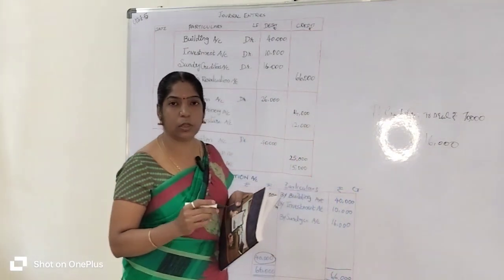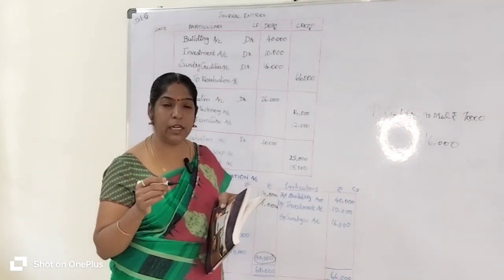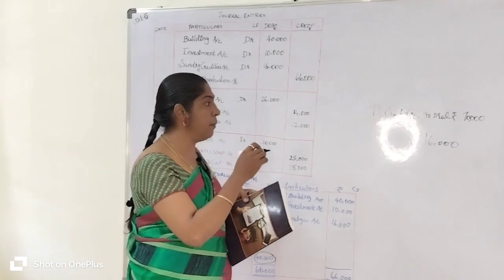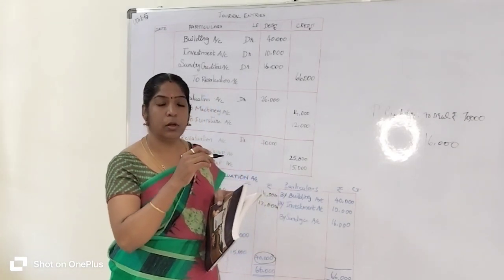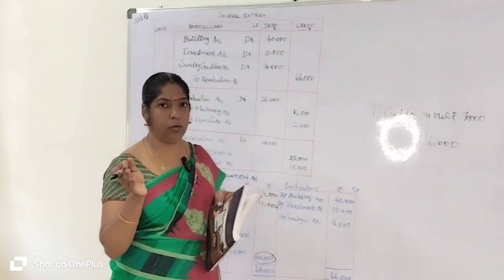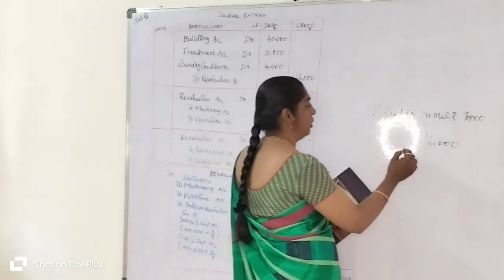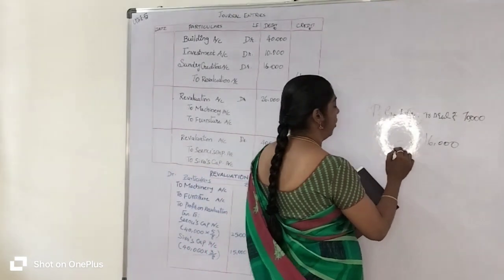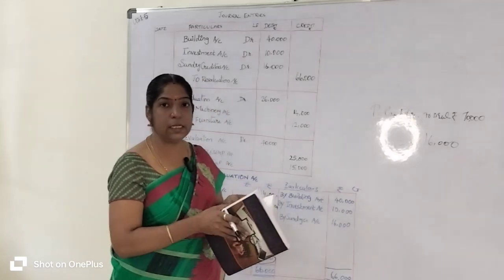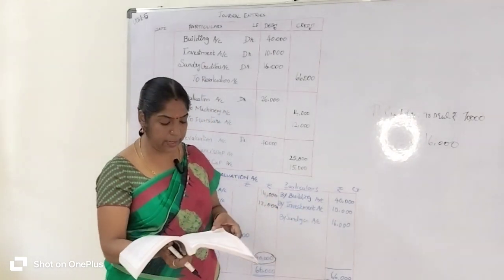Okay, 16,000 worth of goods were damaged. Immediately you decided to send those damaged goods back to Arul, right? Because these are the damaged goods. Okay, so this 16,000 rupees is a write-off. What is meant by write-off?